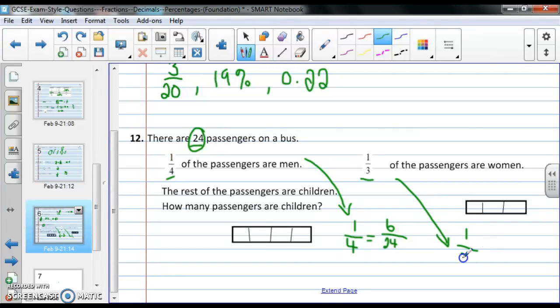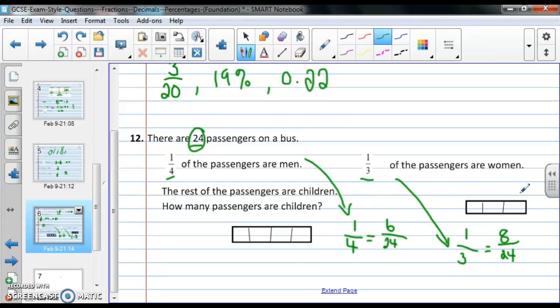Now, over here, I want to take 1/3, and I want to turn that into 24ths. So, if I do 24 divided by 3, or 3 times what gives me 24, it's going to be 8, so that means I need to multiply my top number by 8. So 1 times 8 gives me 8. That's going to be my women.